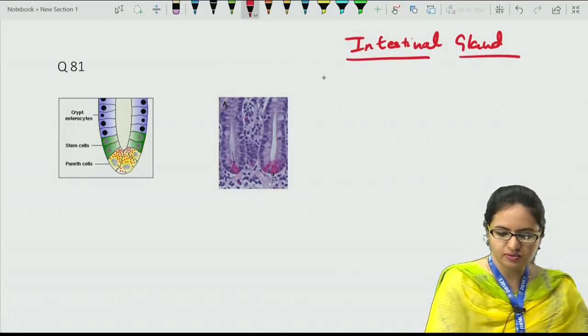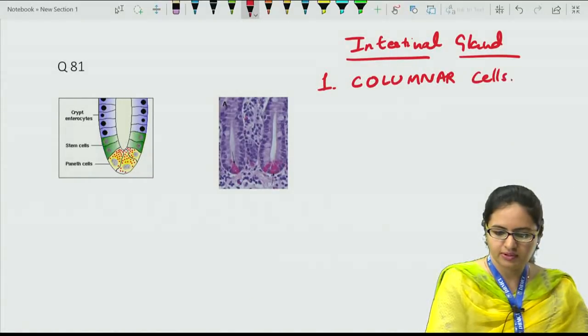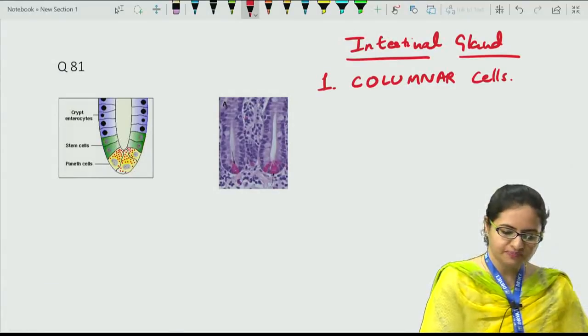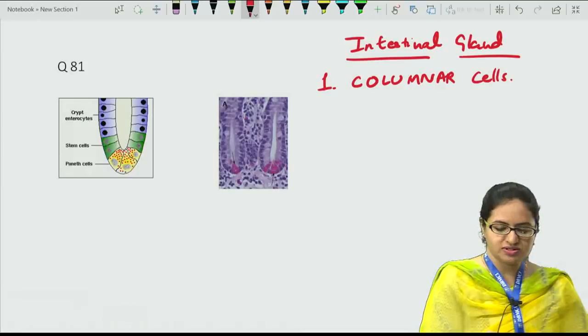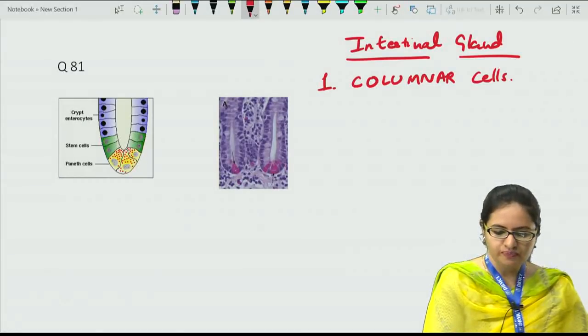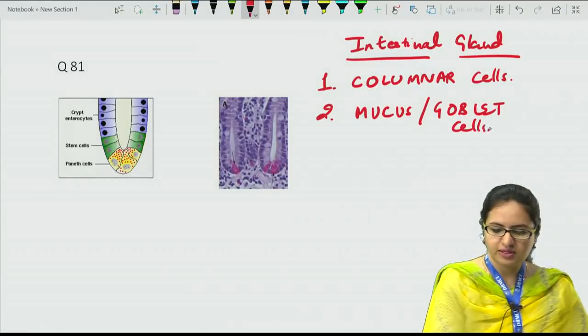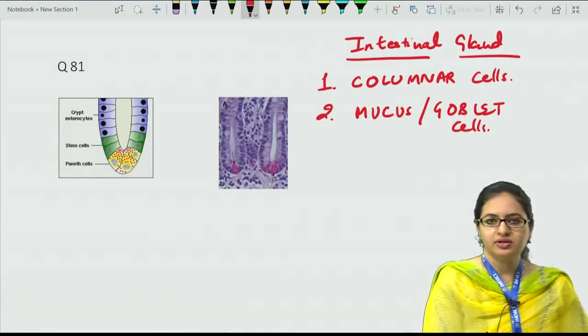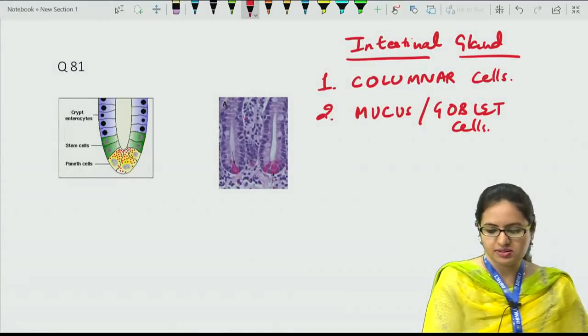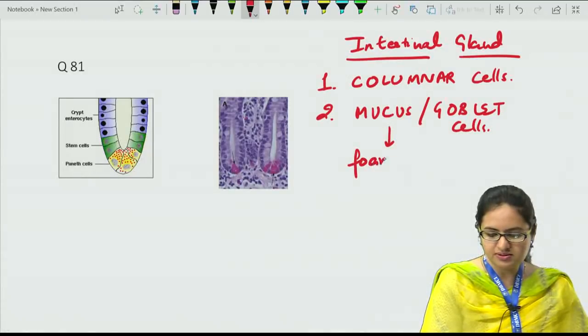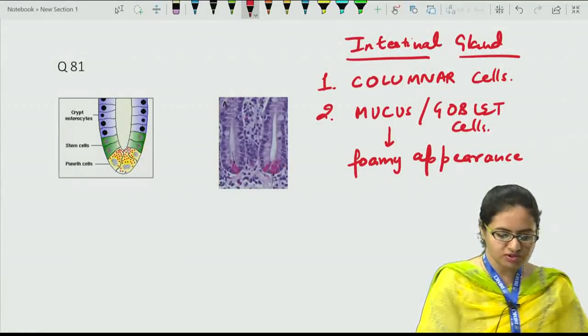And the 6 types of cells include, first of all, the columnar cells. The columnar cells are also termed as enterocytes, and these are the cells which are commonly present in this gland as well as in the villi. Apart from that, the cells which are present are mucous cells, or the goblet cells. The goblet cells are filled with mucus, and due to this they have a foamy appearance because of the mucus which is filled in them.